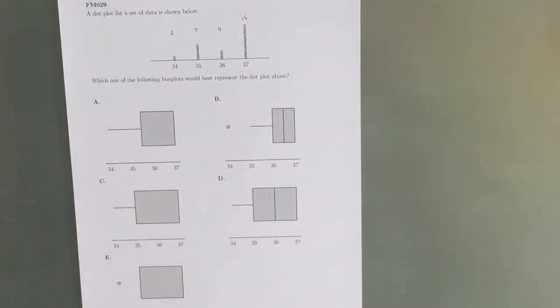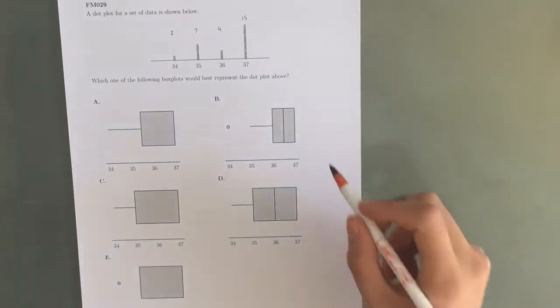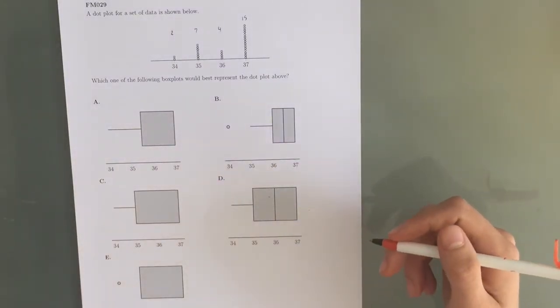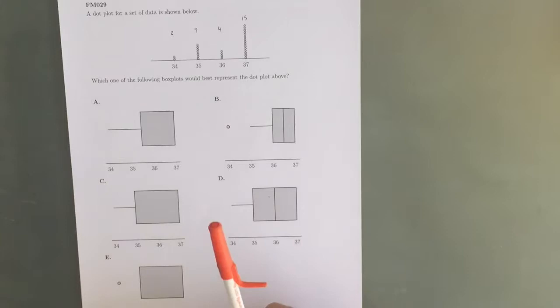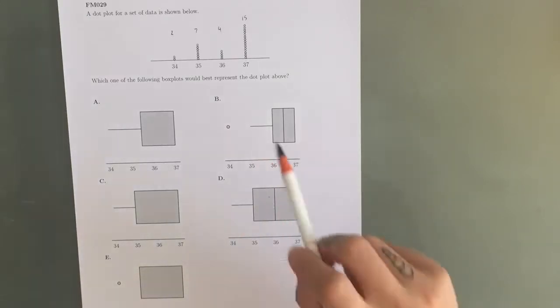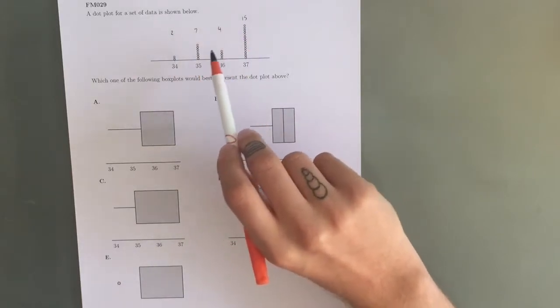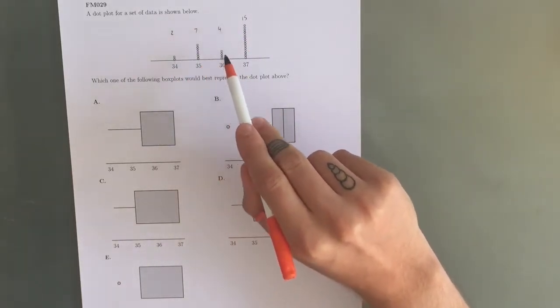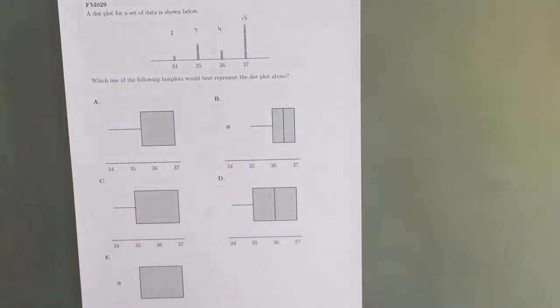In order to figure out which one of these box plots is going to fit in best, we're going to have to do a bit of a 5-number summary. So we want to find the minimum, Q1, the median, Q3, and our maximum. I've added all these together so we can have a look: we've got 2 values for 34, 7 for 35, 4 for 36, and 15 for 37.